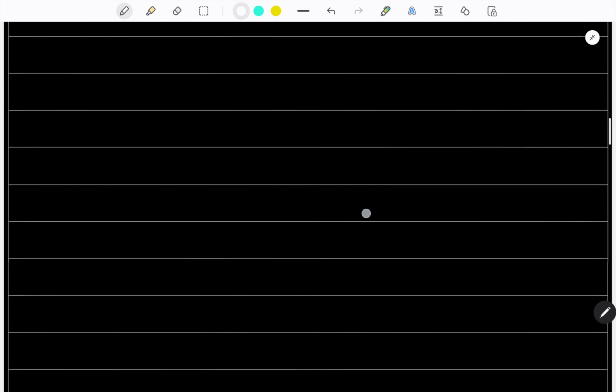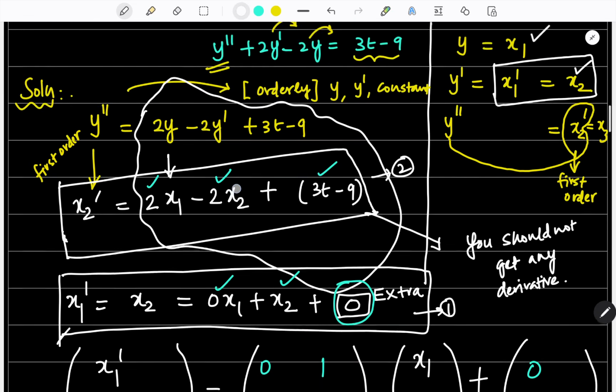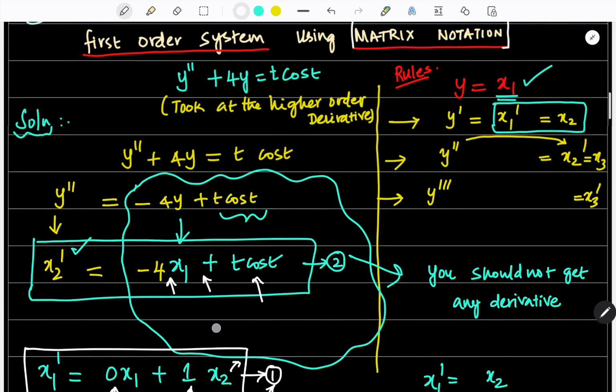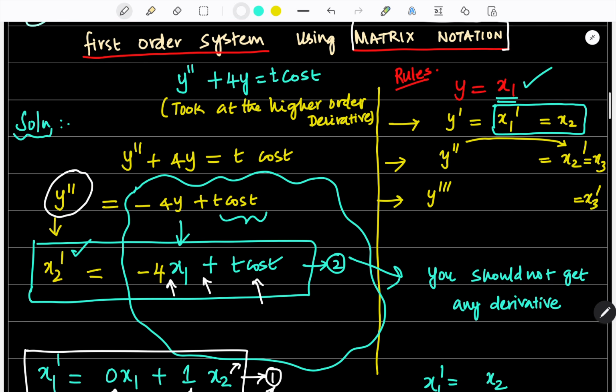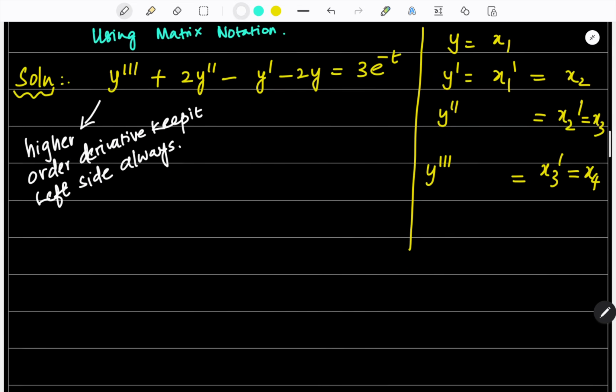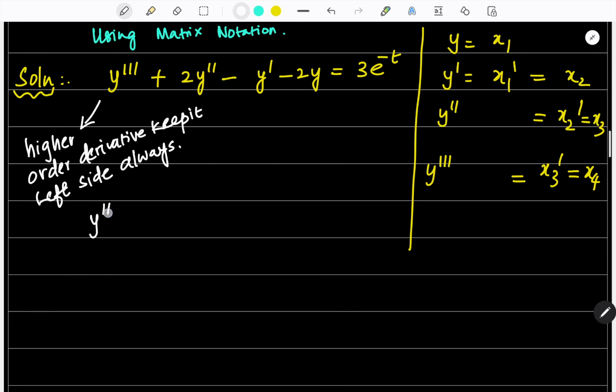Look here. What did I do? I kept the second order derivative here. Second order derivative is the higher order derivative. I kept it on the left hand side, remaining all on the other side. Similarly here, I am going to keep the third order on the left hand side, remaining all I am taking to the other side. Why am I taking to the other side? Keep in your mind, you should write orderly.